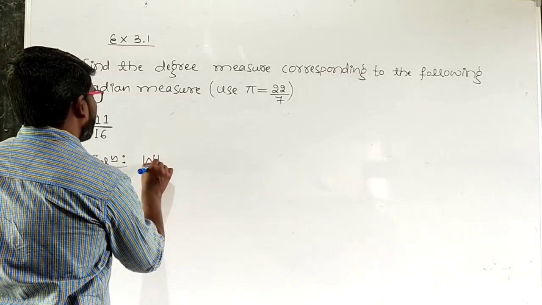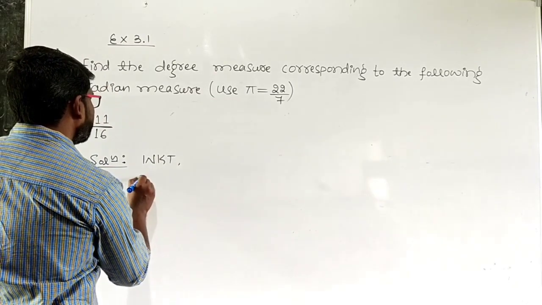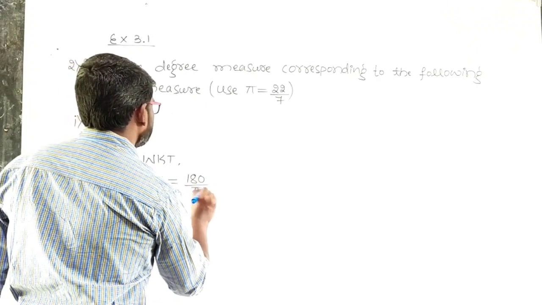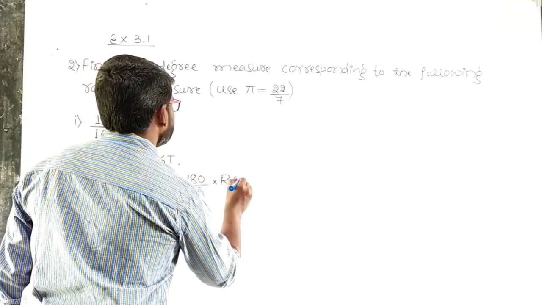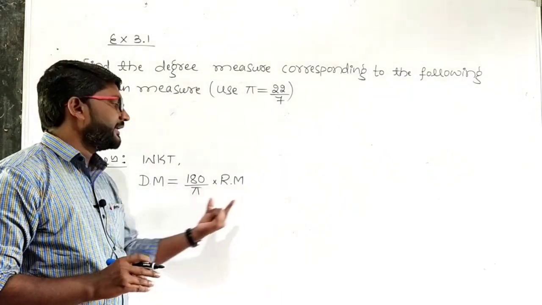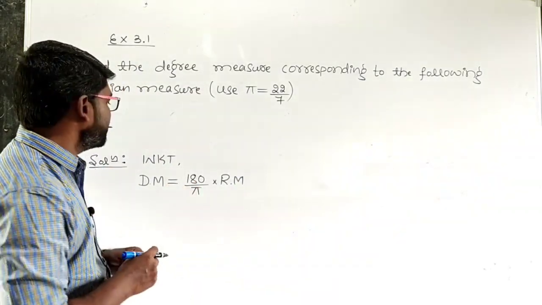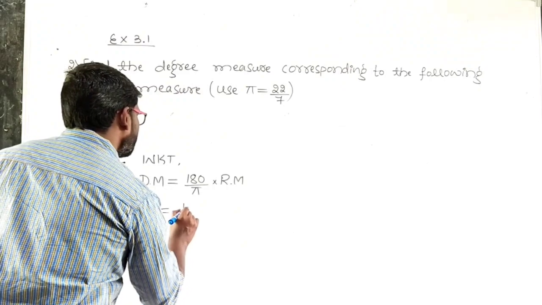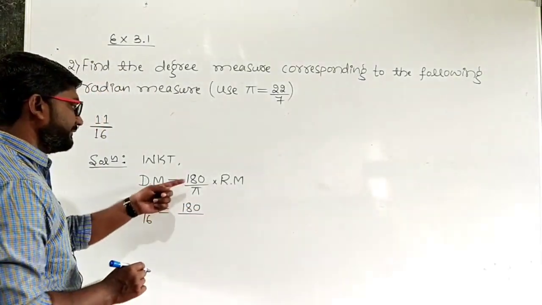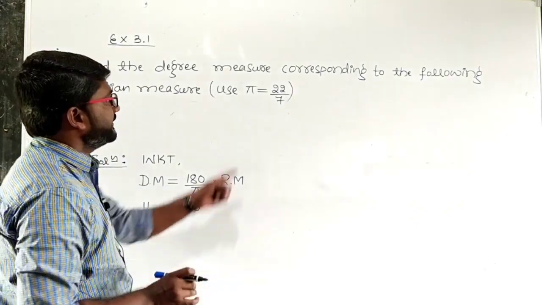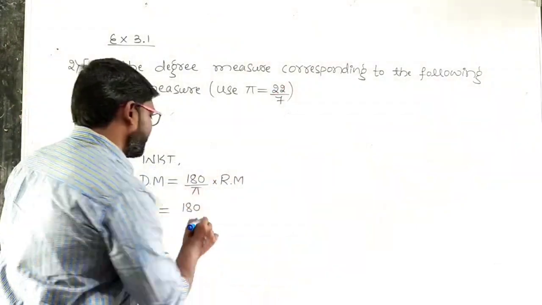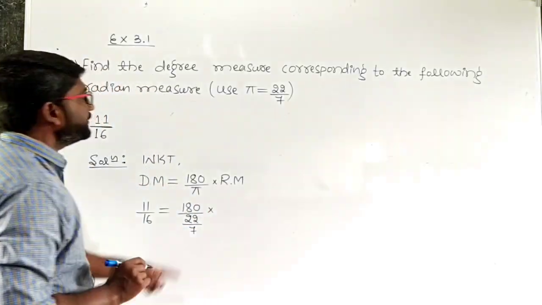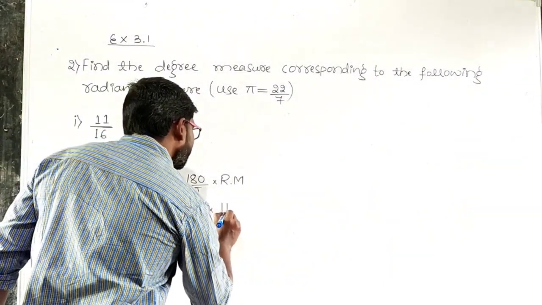We know that degree measure equals 180 by pi into radian measure. DM means degree measure, RM means radian measure. So let us substitute the values. So here 11 by 16 equals 180 divided by pi. What is the value of pi? He has clearly given, use pi equal to 22 by 7. So it is 22 divided by 7 into radian measure. It is 11 divided by 16.